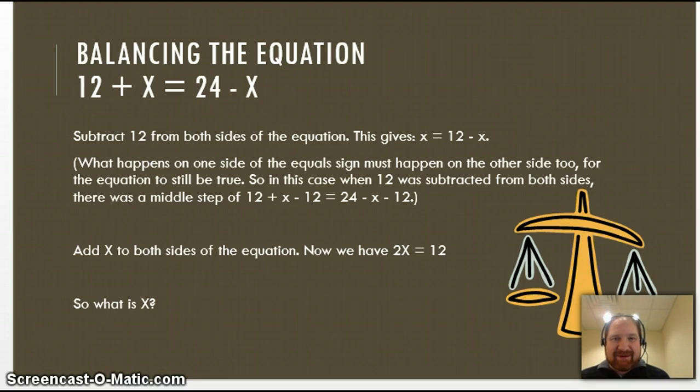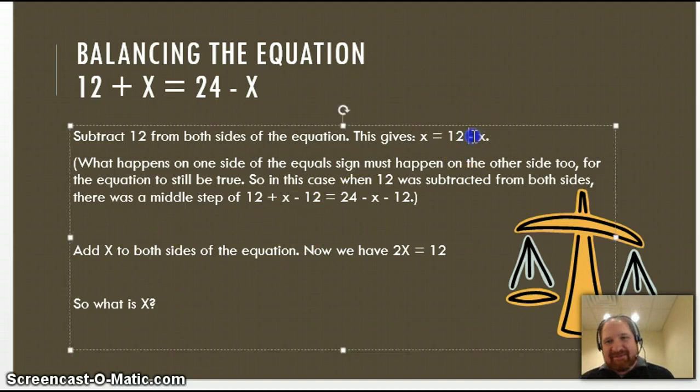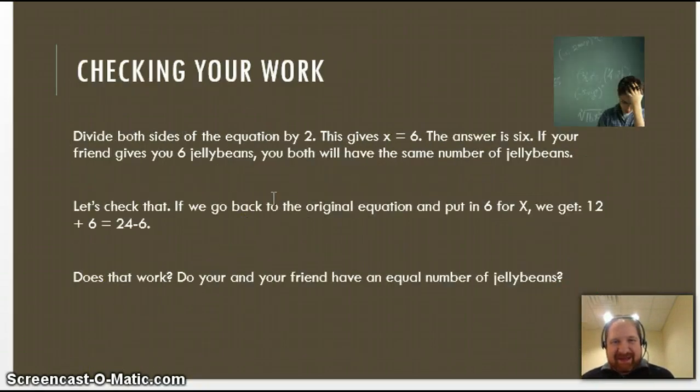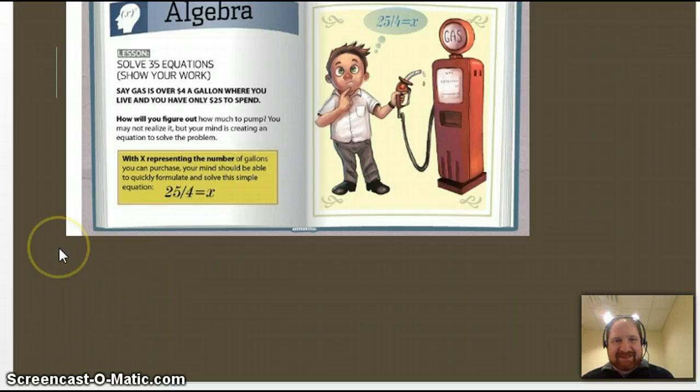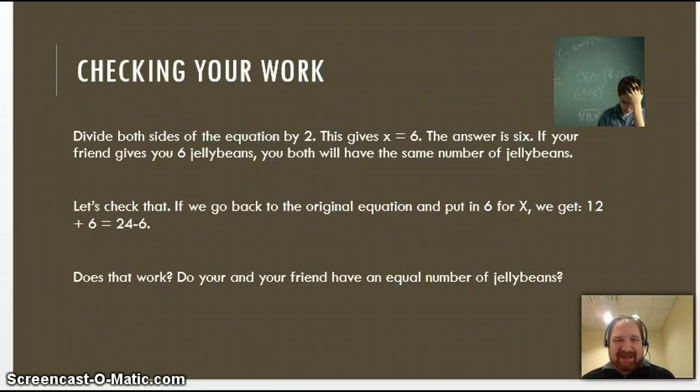And this is the big part of it. This is important. What happens on one side must happen to the other. So in this case, we would have to add x to get rid of that negative x. So 12 minus x plus x, 12. x plus x, 2x. So what is x? We just figured that out. x is 6. Then you and your friend had 12 plus 6, 18, and 24 minus 6, 18.